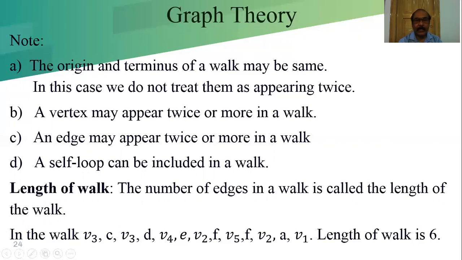For example, the length of a walk. The number of edges in a walk is known as the length of the walk. That means for a walk, we start with a vertex and end at a vertex, and in between, how many edges are there? That is the length of the walk. In this walk, we start with V3 and end with V1. How many edges? 1, 2, 3, 4, 5, 6. The length of this walk is 6.